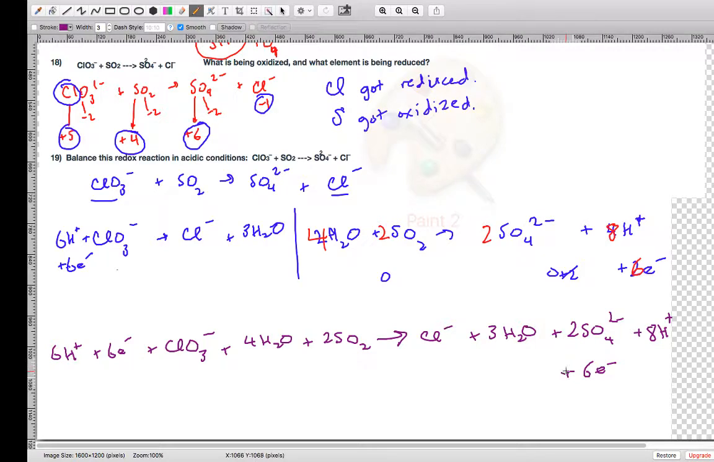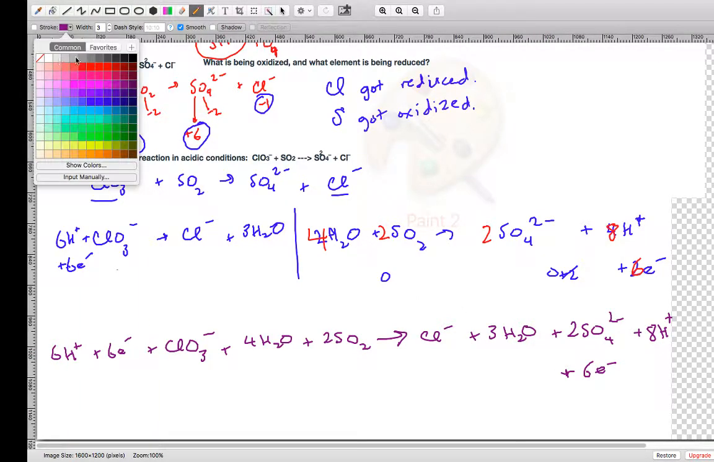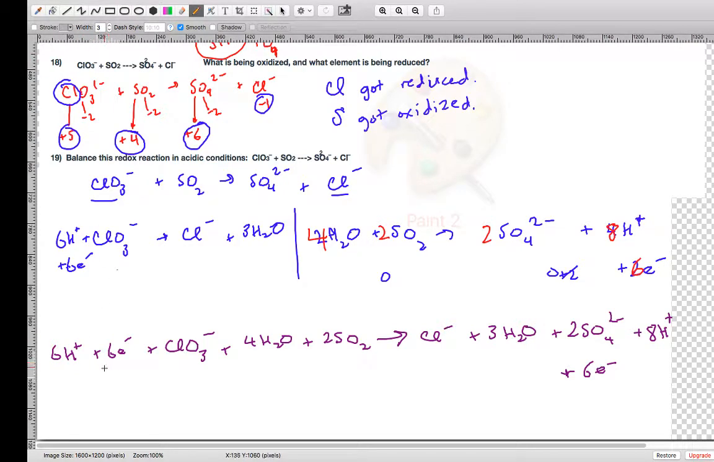Now I start canceling stuff out, just like when you were working on your net ionic equation. These electrons I designed to cancel out, so they obviously cancel out. Any hydrogen ions? Yes, I can take 6 out of there and have 2 hydrogen ions left. 6 are gone, they cancel out. Anything else? Yeah, I got 3 waters here, 4 waters here, so these three could cancel out, and I'll have 1 left.